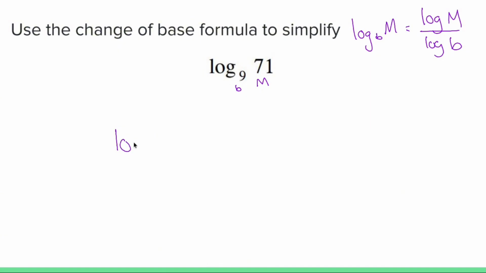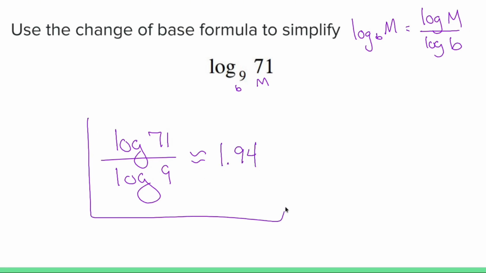So I could go to a calculator and type out log of 71 over log of 9. Remember, most calculators don't have this. They have base 10. The invisible log is the base 10, so now I can throw this into my calculator. And when I do, I get 1.9400, so I'll do 1.94. And that's how you do it.